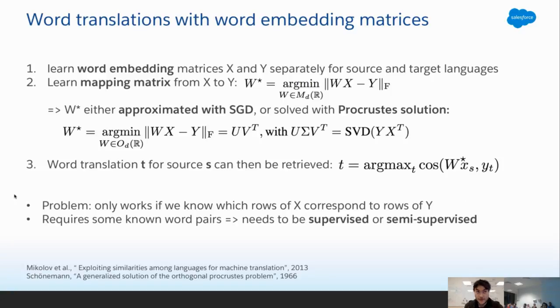The issue with this method that works well in theory is that it only works if you know which rows of X correspond to which rows of Y. In other words, it's a chicken and egg problem. You need to know at least a small amount of parallel words and parallel data in order to optimize this matrix. So this problem, as described here, has to be supervised, or at least semi-supervised. If you have, for example, a small amount of words for which you know translations, you can try to learn the W matrix based on that, and then extrapolate translations for other words with equation number 3.